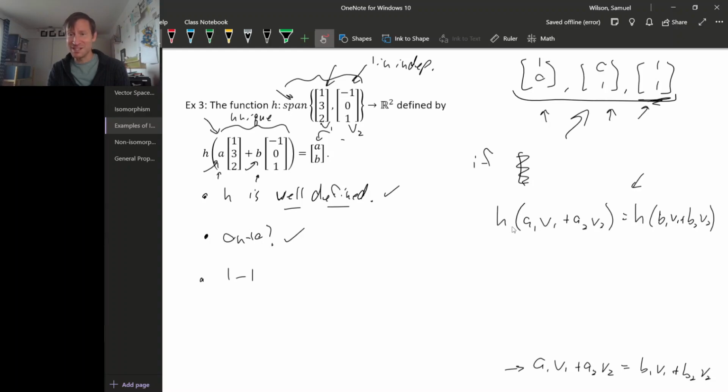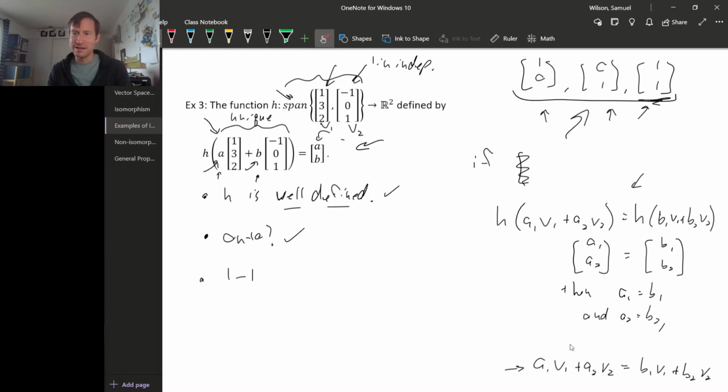Because then we'll have shown that if you have the same output, then you have equal inputs. So how can we prove this? Well, let's write down what these are. H of A1 V1 plus A2 V2 is (A1, A2), right? That's just the definition of H. And then on the right-hand side, we get (B1, B2). But if (A1, A2) is equal to (B1, B2), then A1 equals B1 and A2 equals B2. Therefore, this linear combination is equal to that linear combination because these coefficients are equal to each other, right? So that shows that this is one-to-one.